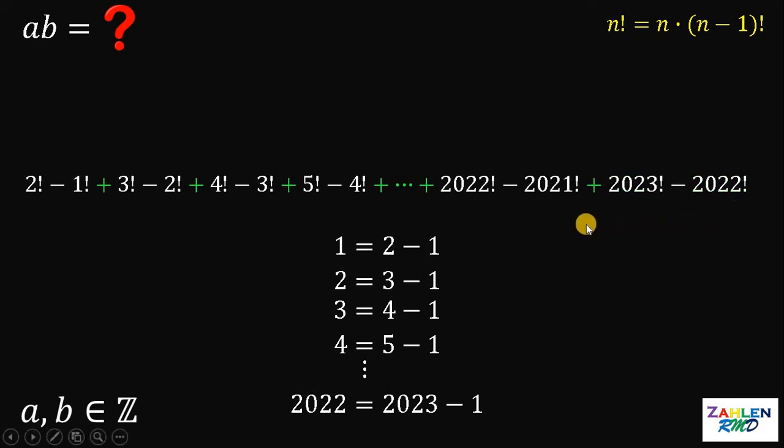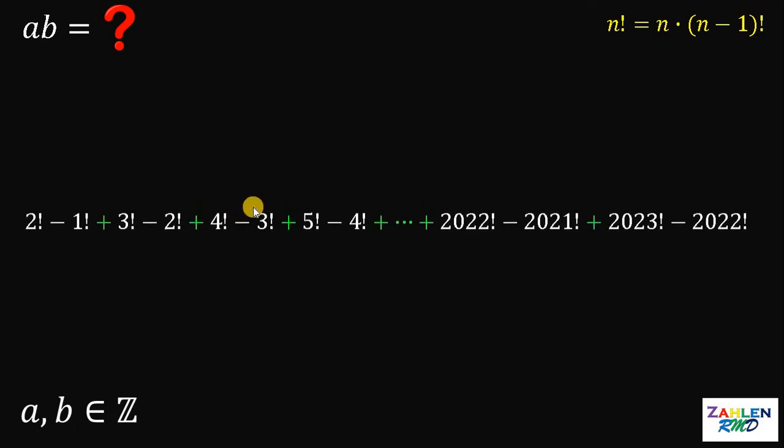Now, let's focus on this result. Take note that we have a positive 2 factorial and negative 2 factorial. So we can cancel out both of them, and this is just 0. Also notice that we have positive 3 factorial and negative 3 factorial. This is just 0. Positive 4 factorial and negative 4 factorial. This is just 0. Positive 5 factorial, and somewhere in the middle, we have negative 5 factorial.